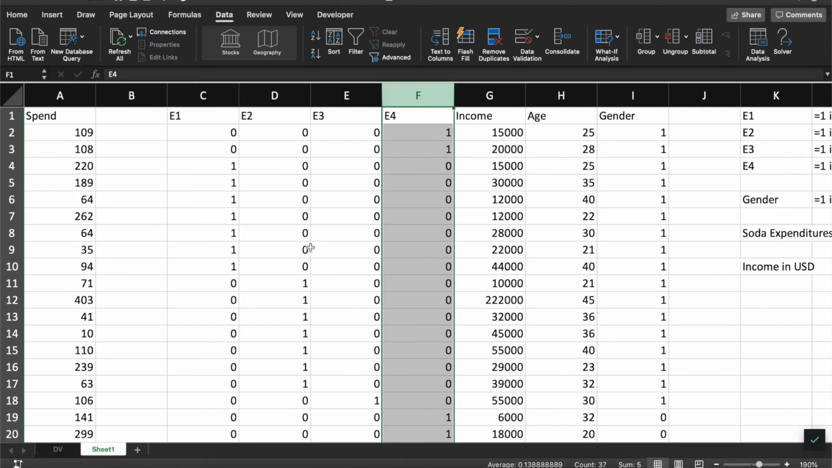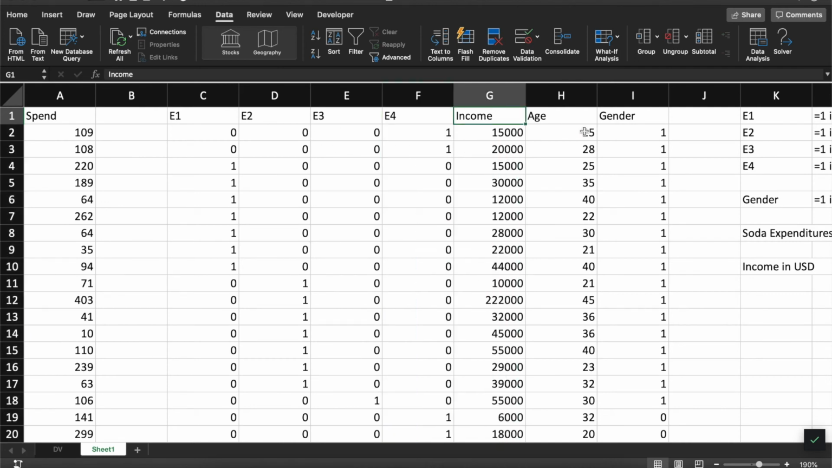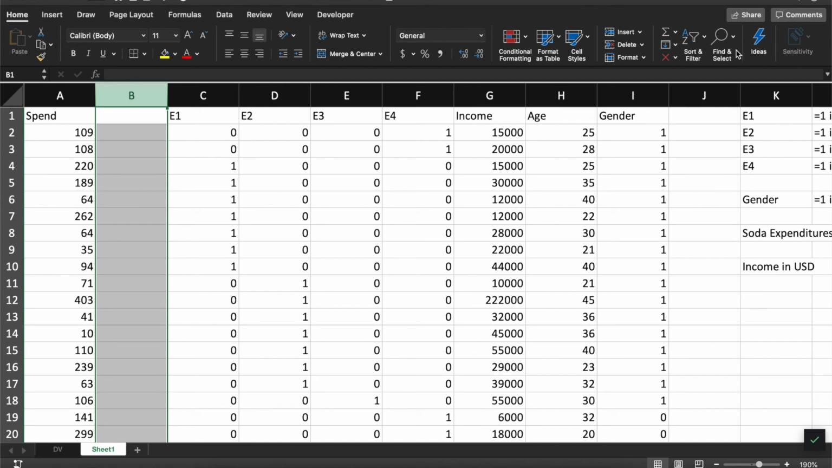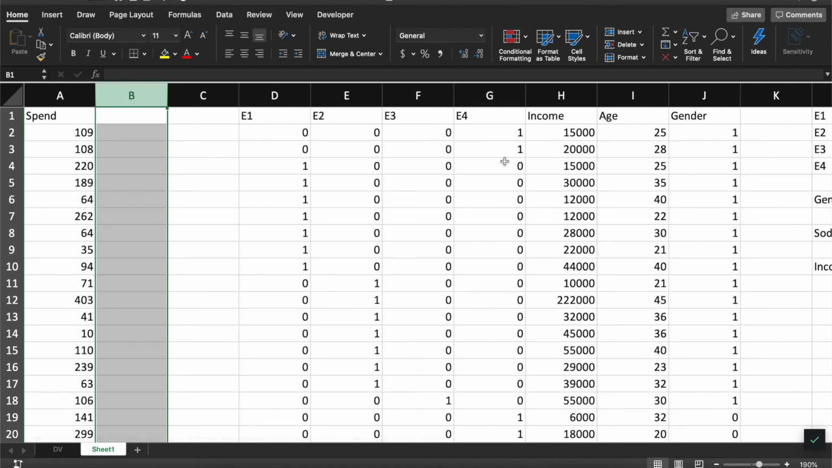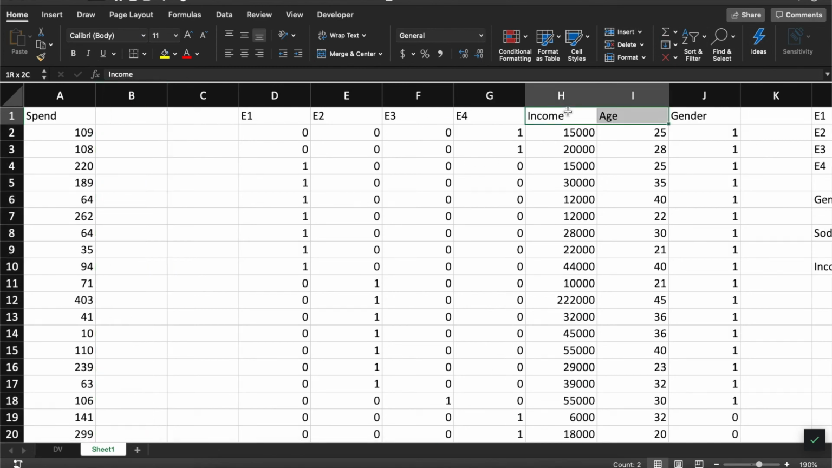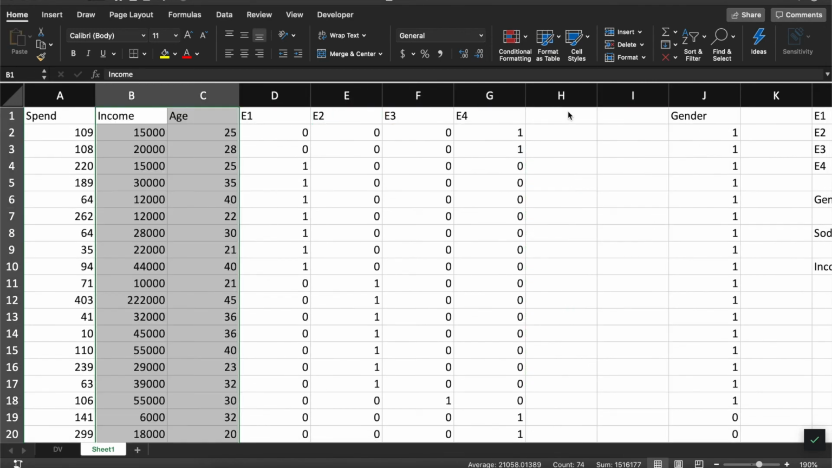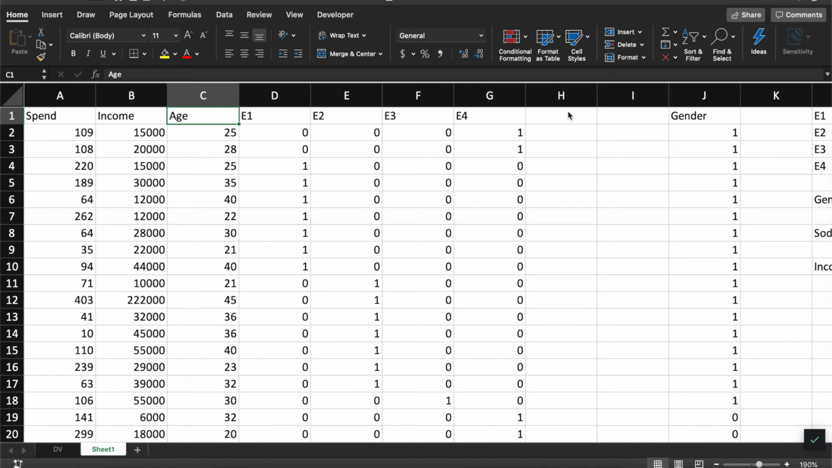Okay, we're going to pull up Excel. What we need is income and age next to E1, E2, and E3. So we're going to have to do some moving around. You can do this however you'd like. There's a lot of ways to move things around. I'm going to insert a couple of columns here and just move income and age next to the education. Okay, so now we have the model with all the variables we're going to run next to each other.